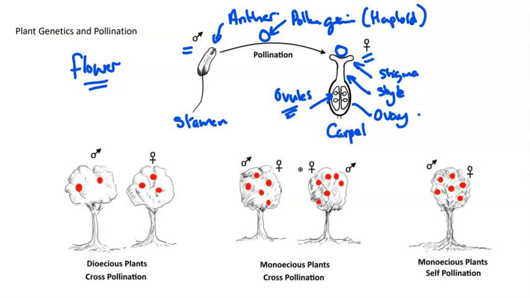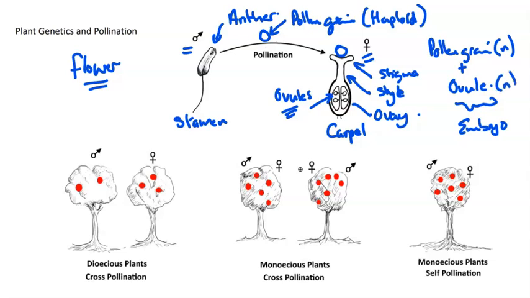So therefore, for a fertilization, we will need a pollen grain plus an ovule. And together they will fertilize and they will produce the embryo. Pollen grain is haploid, ovule is haploid, embryo would be diploid.